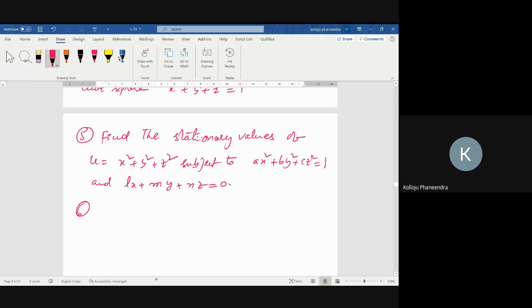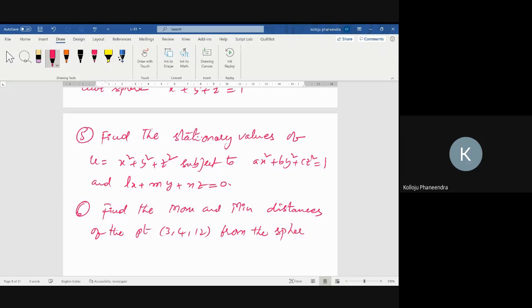The sixth problem, a solved problem in the textbook. Try this. Find the maximum and the minimum distances of the point 3, 4, 12 from the sphere x square plus y square plus z square equal to 4. And one more solved problem based on this distance.